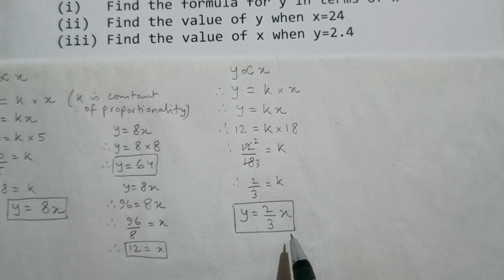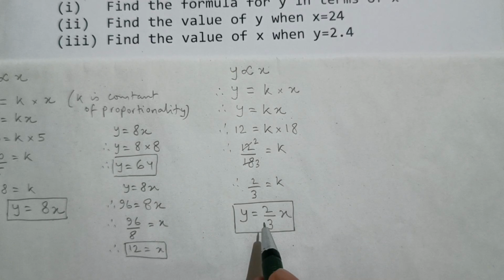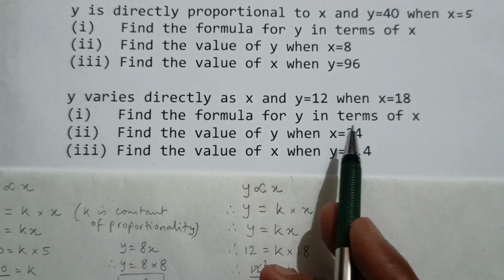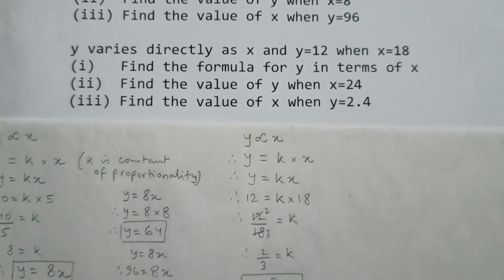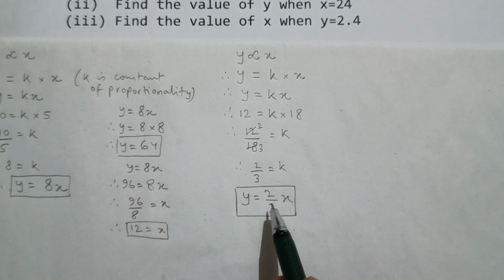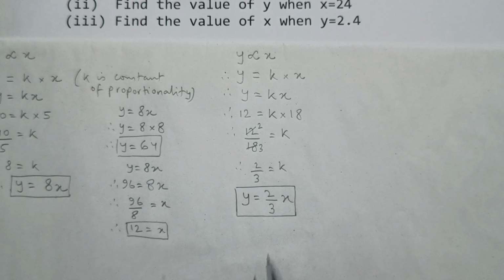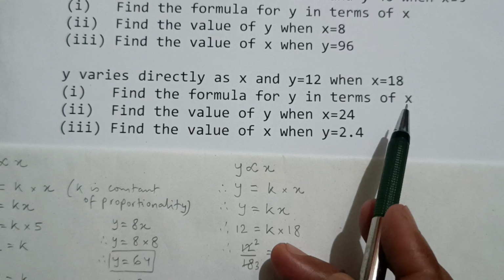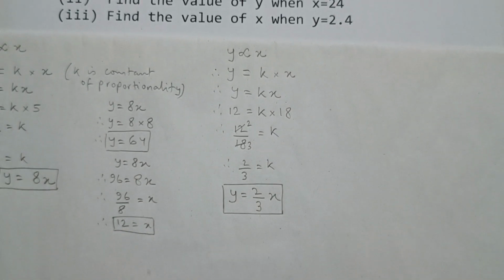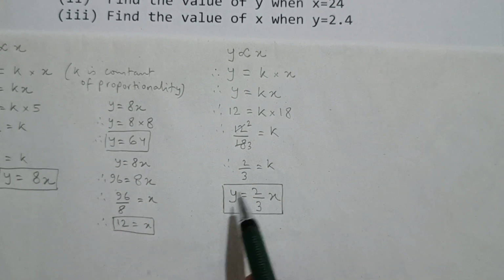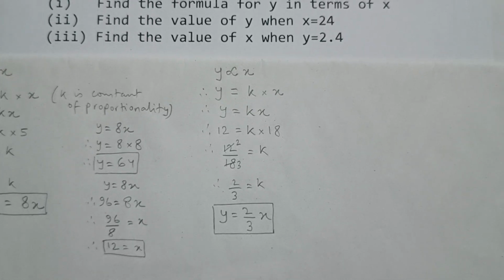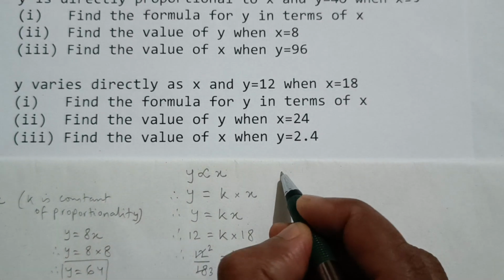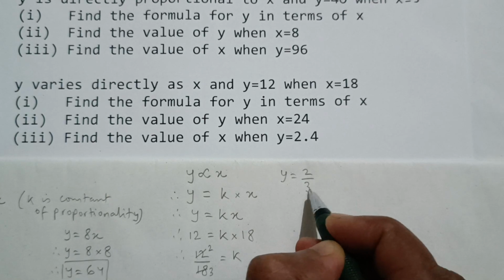For this question, this is our equation, y equals 2/3 x. Find the formula for y in terms of x. The formula for y in terms of x is y equals 2/3 x. This is the answer for this question. So what is the formula for y in terms of x? It is y equals 2/3 x.